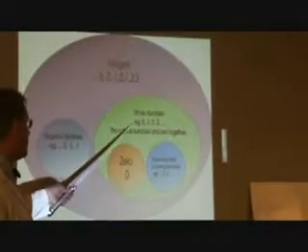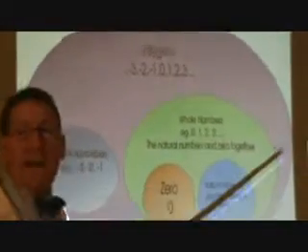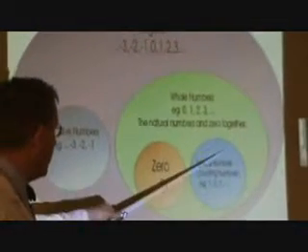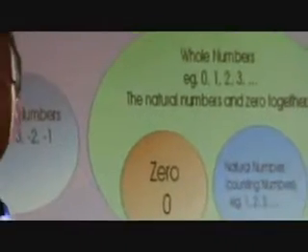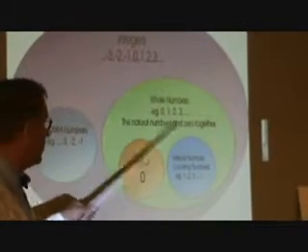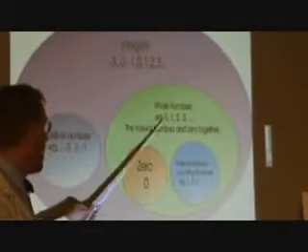Now, natural numbers and whole numbers together, I want you to notice something. I have drawn this diagram, it's called a Venn diagram, to demonstrate that the natural numbers are completely contained within the whole numbers. So, anything that is a natural number is automatically, because the circle goes all the way around it, anything that's in the natural number circle is also in the whole number circle. So anything that's a natural number is also a whole number. Got it? Good. Moving on.